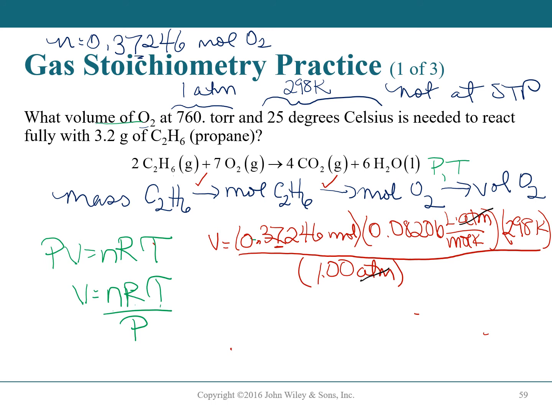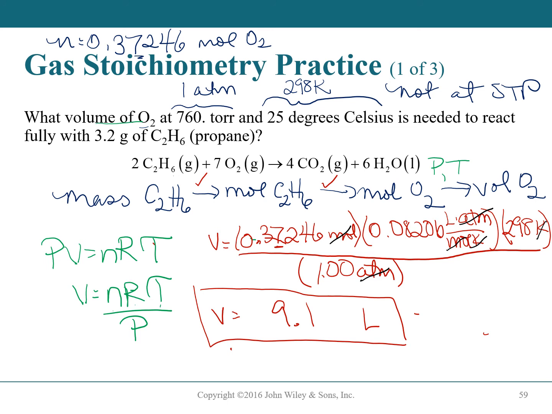Atmospheres, that cancels out. The moles cancel out. Kelvin cancels out. So my units for a volume will be in liters. So that's good. Okay, so let's multiply this out. 0.37246 times 0.08206 times 298. Okay. And then we want two significant figures. This is 9.1 liters is the volume of oxygen that you'll need to react with 3.2 grams of ethane.